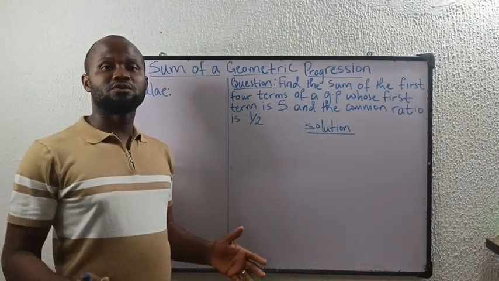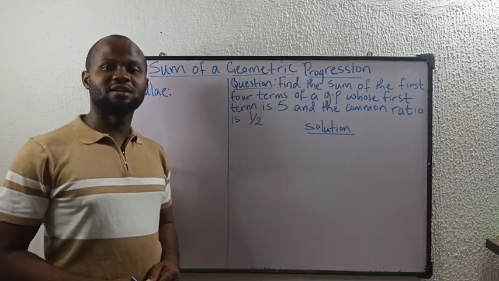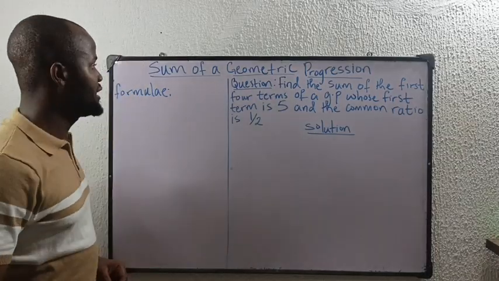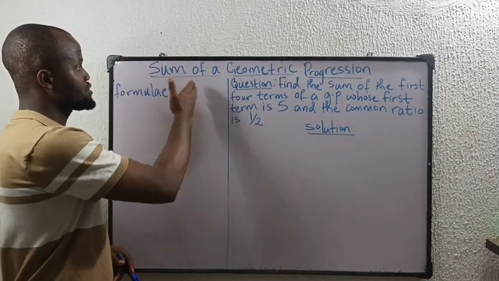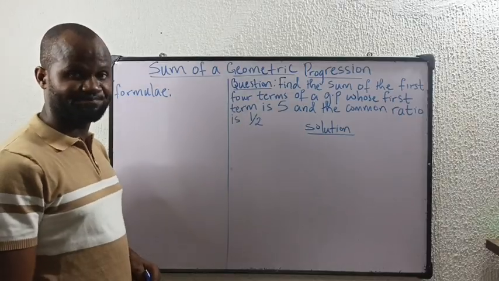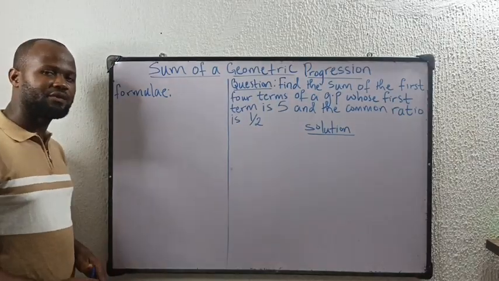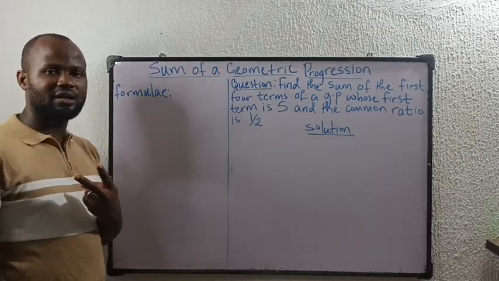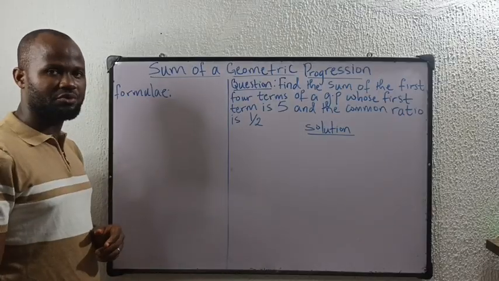Hello everyone. So this is just a continuation of our class earlier today, and we are now moving on to the sum of a geometric progression. Just like in an arithmetic progression, there are two formulas for finding the sum of a geometric progression.